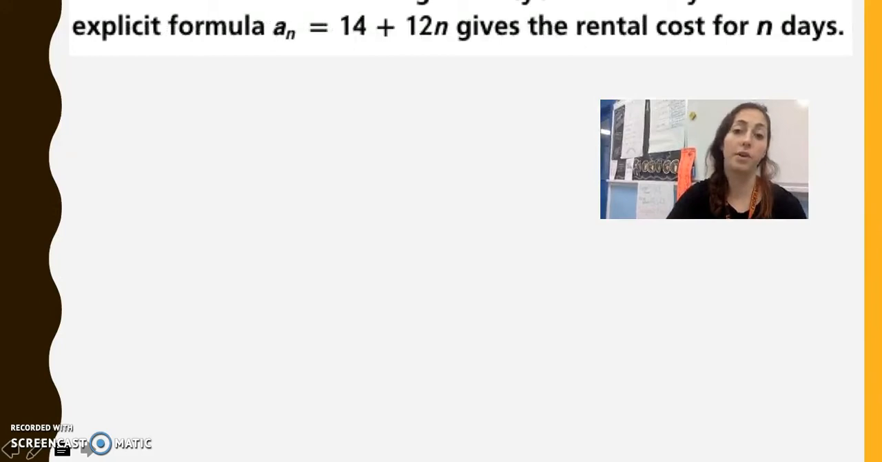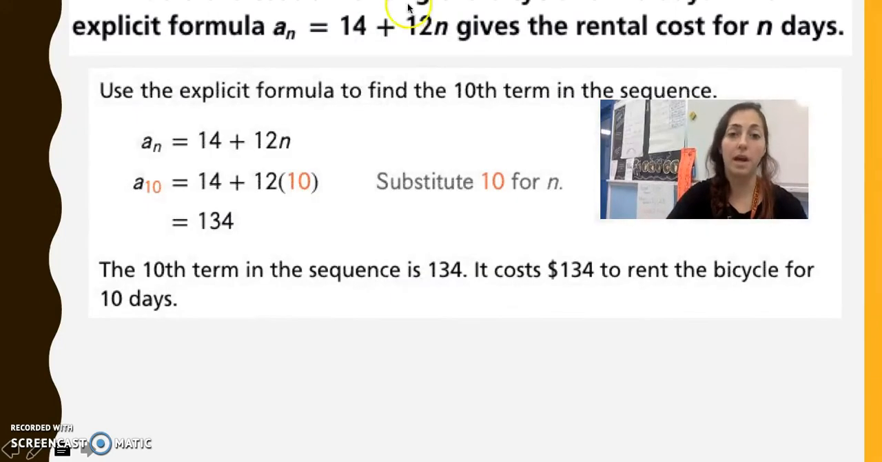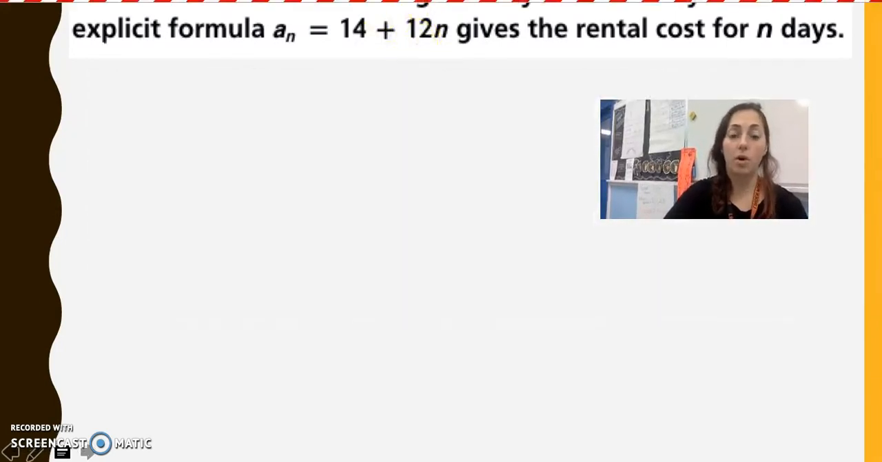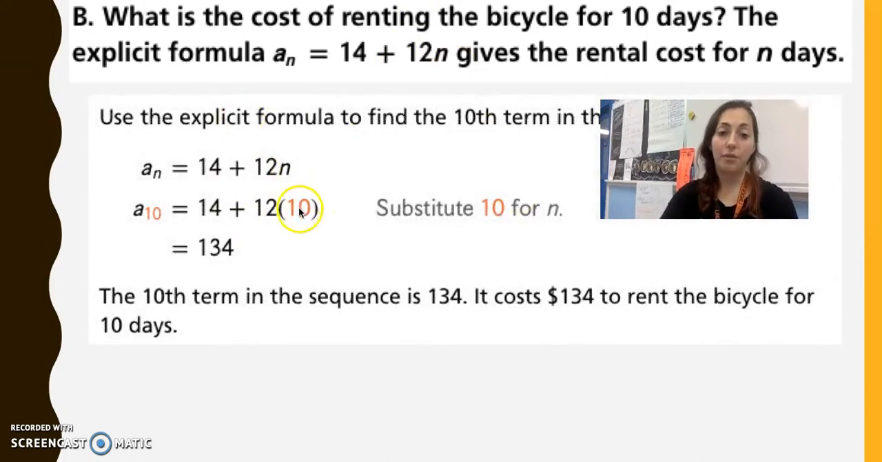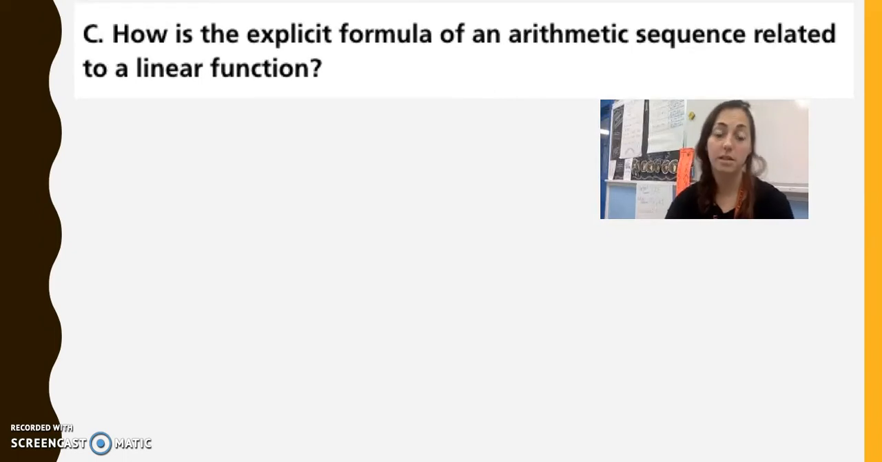So now there could be a second question, something like, what is the cost of renting the bicycle for 10 days using the formula? So what's 10 days? That's renting the bicycle. That's my n, right? That was the first part of my chart. So I plug in 10 for n. A sub n equals 14 plus 12 times n, and that's 134. So that means it costs $134 to rent a bicycle for 10 days.